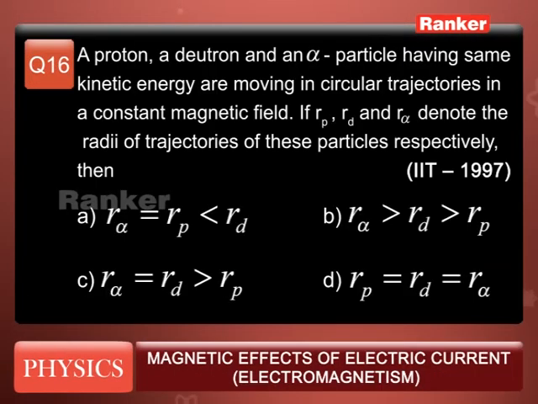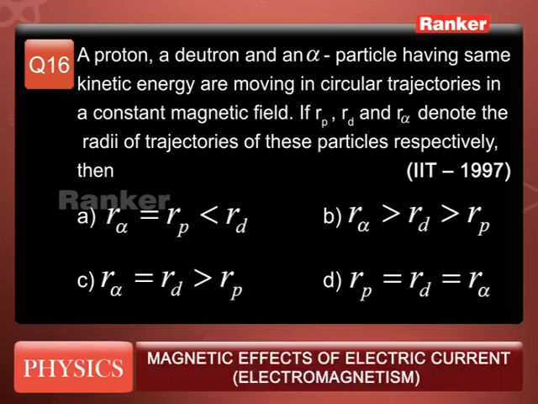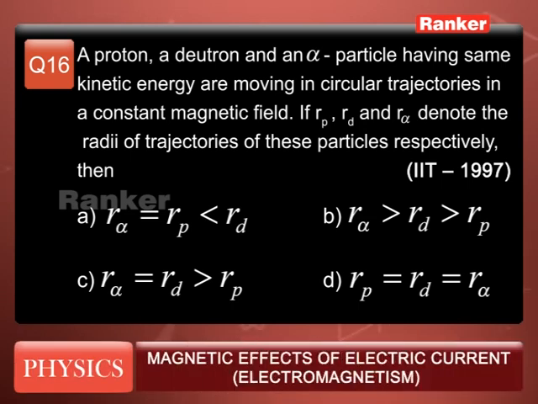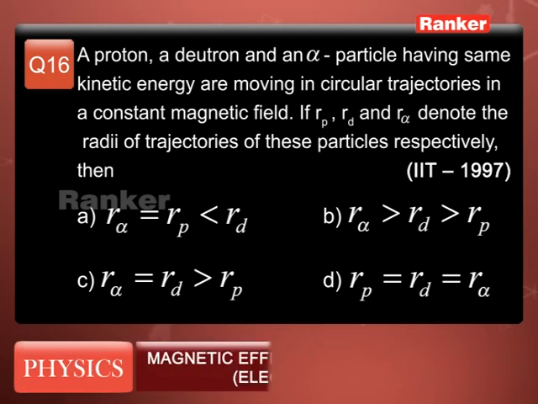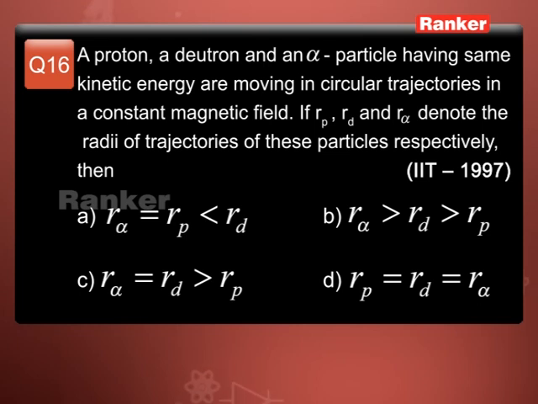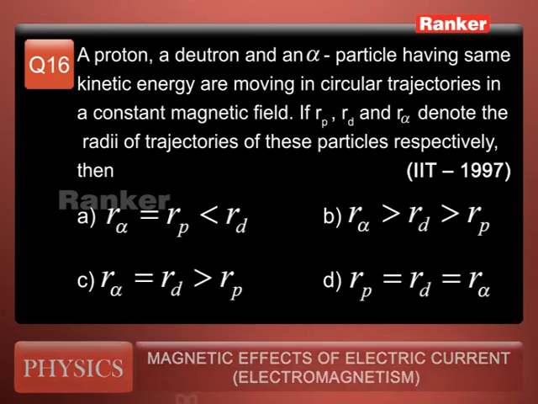A proton, a deuteron and an alpha particle having the same kinetic energy are moving in circular trajectories in a constant magnetic field. If Rp, Rd and R alpha denote the radii of trajectories of these particles respectively, then he is asking you the relation between all the three.